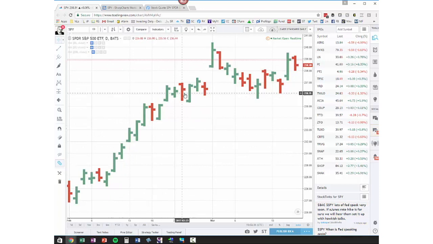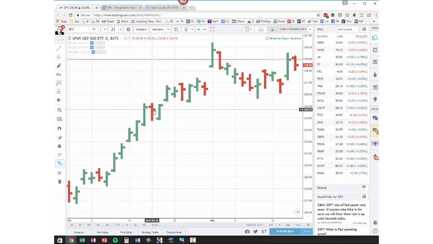Now, a red bar, by the way, doesn't necessarily mean that the price closed lower than the previous day. It simply means that the close of that day, of the day of the bar, is lower than the open. I mean, here's a case where the stock actually gained a little bit. It closed at 236.51, and the previous day's close was 236.28. So it gained 20 cents or so, but it is a red bar because that close is lower than the open.